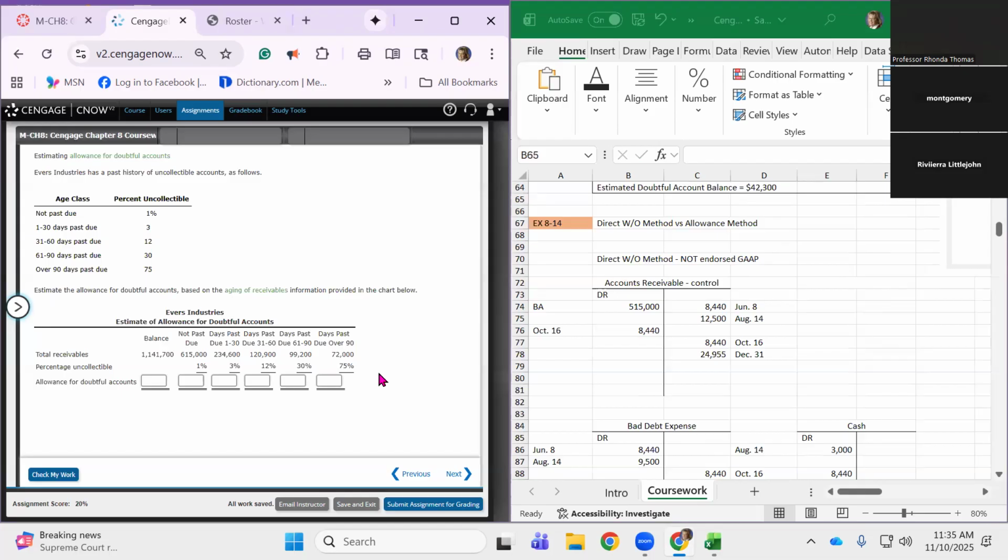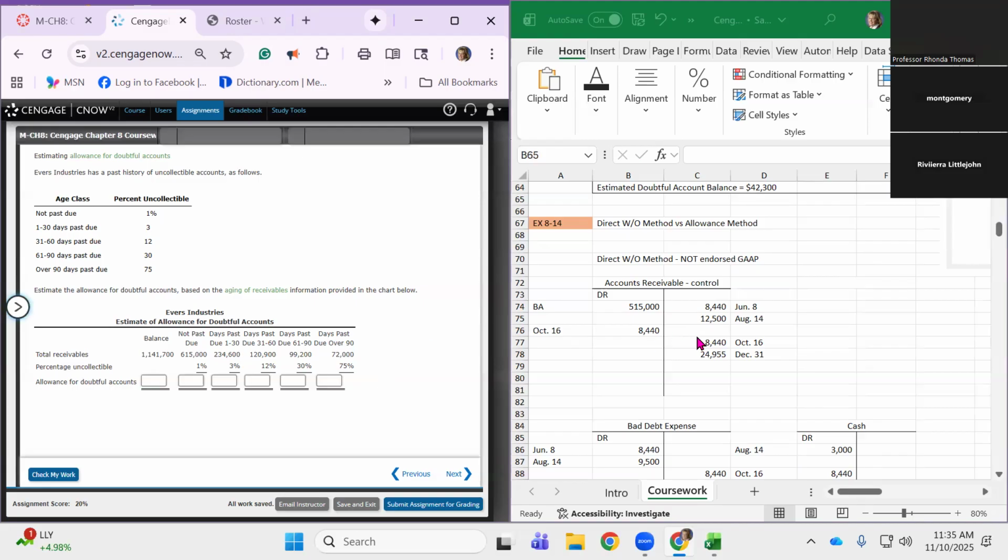Now this is the balance of our receivables. So I'm going to put this amount in my receivables account. And then here's how much is not past due. Here's how much is 1 to 30 days past due, 31 to 60, 61 to 90, and anything over 90 days past due, that's the total. Now, these 1, 2, 3, 4, 5 columns should add up to the balance.